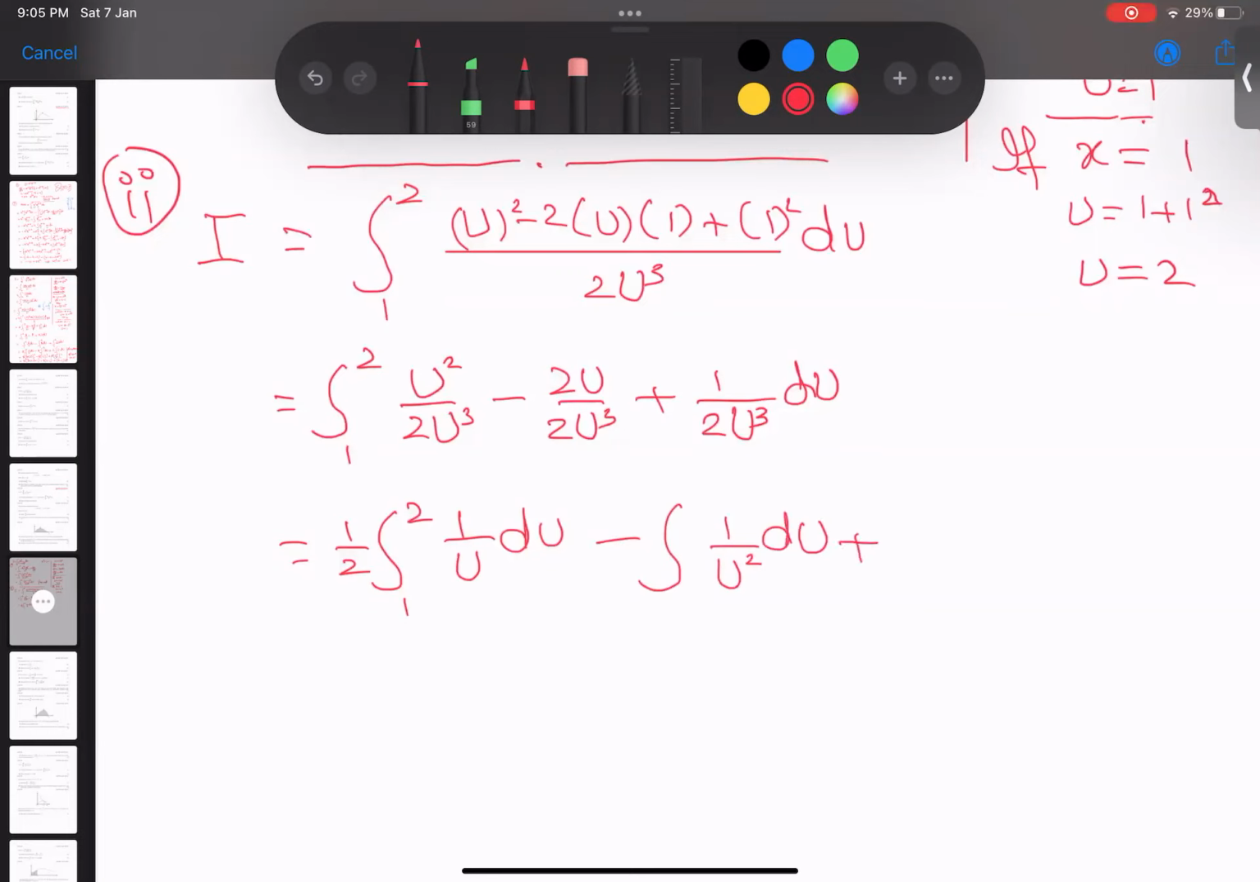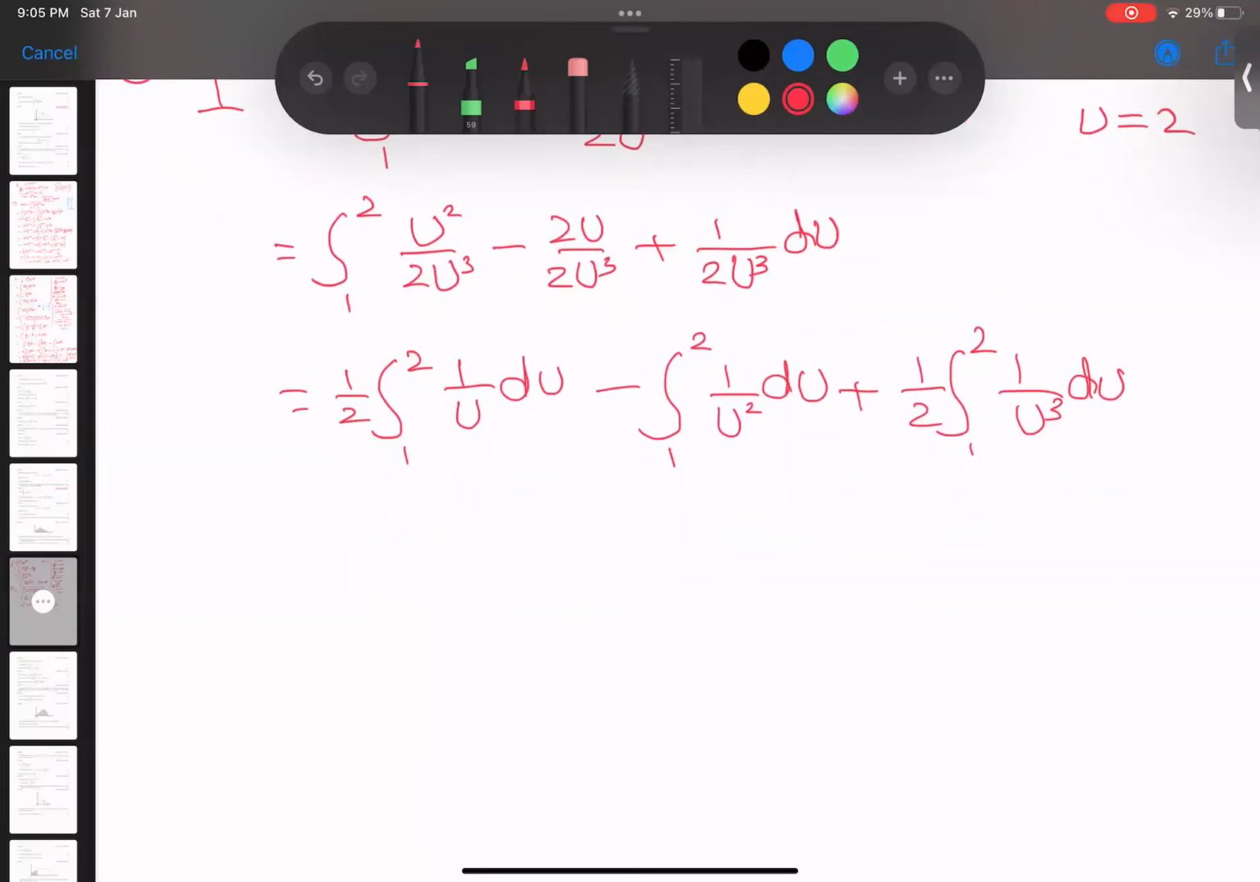What about this? And 1 to 2 limit. And what about this? 1 by 2, I bring it out. 1 to 2 limit to 1 over u cube du. And I'm close to my answer.